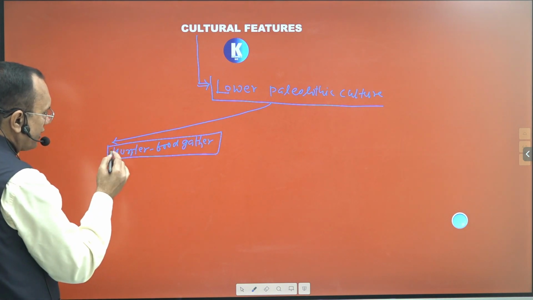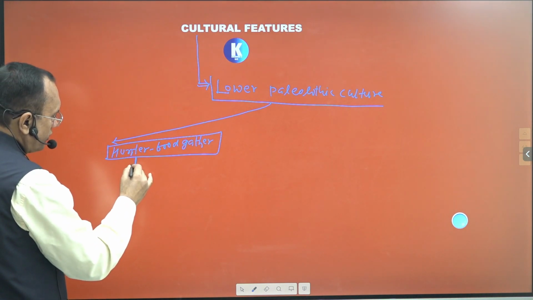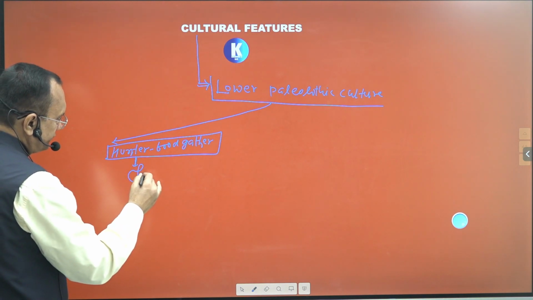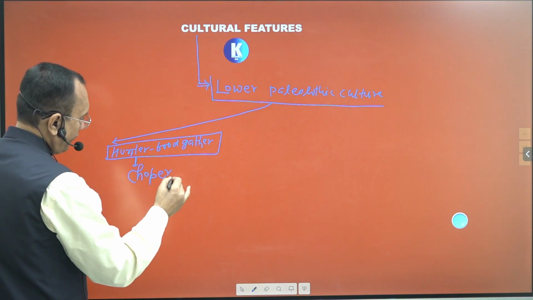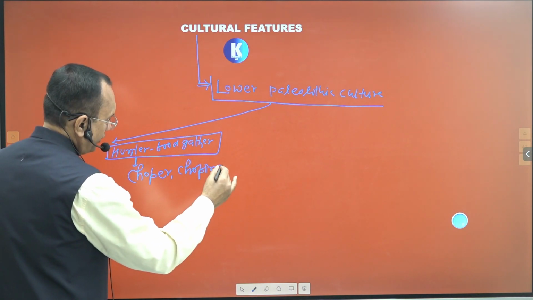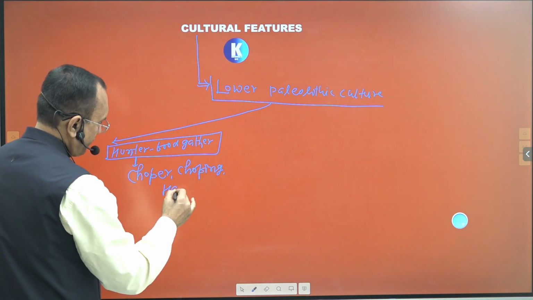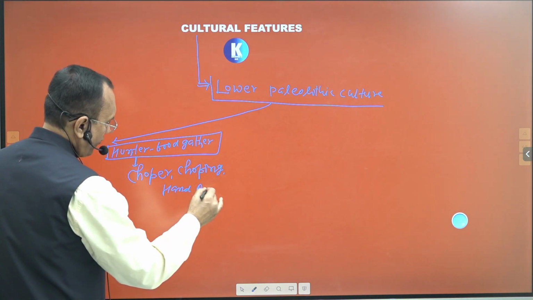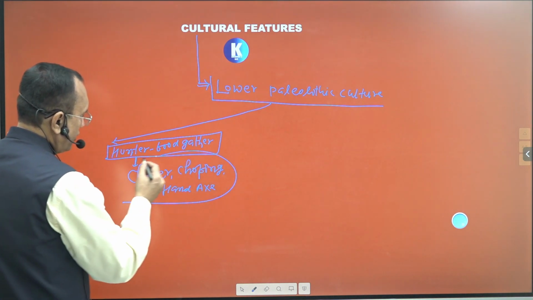And he used chopper, chopping, hand axe, tool for hunting.